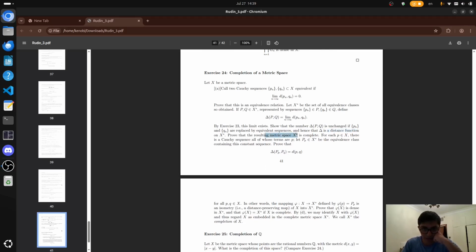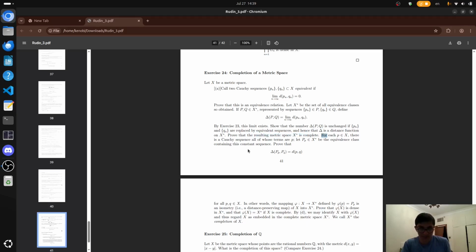Prove that the resulting metric space X star is complete. Okay, it's complete because it satisfies the Cauchy criterion, right? If you take Pn and Pm from the same sequence itself, but with different n and m, it's going to satisfy the Cauchy criterion, right? Prove that the resulting metric space X star is complete. Okay, that's what we did.